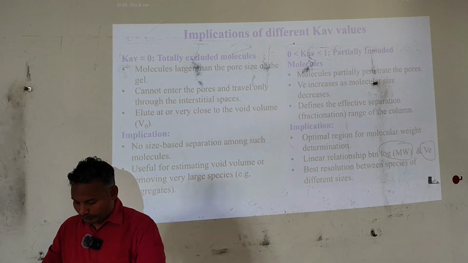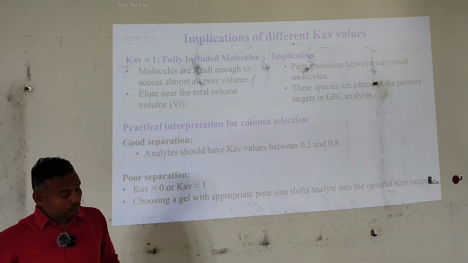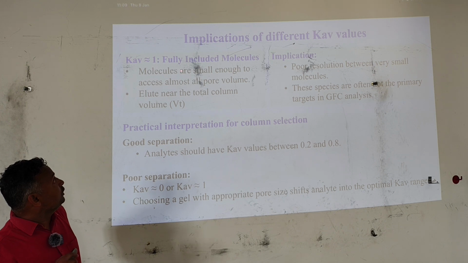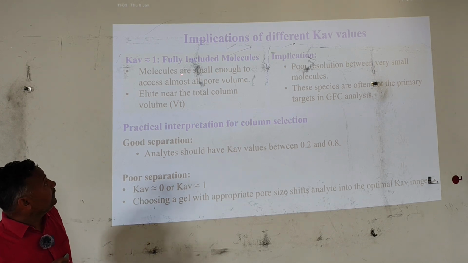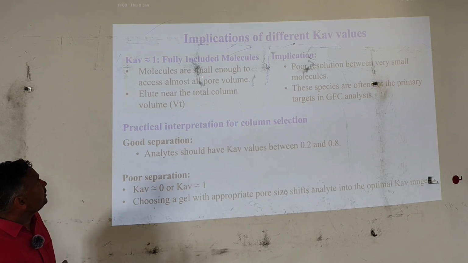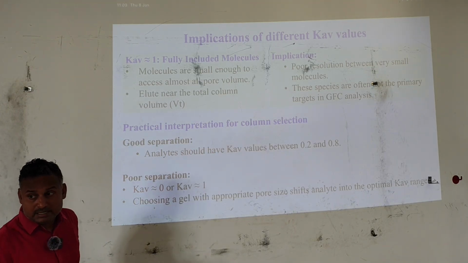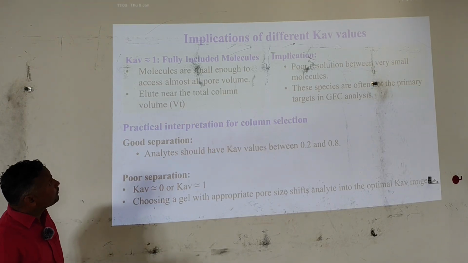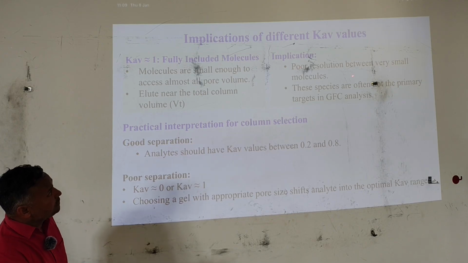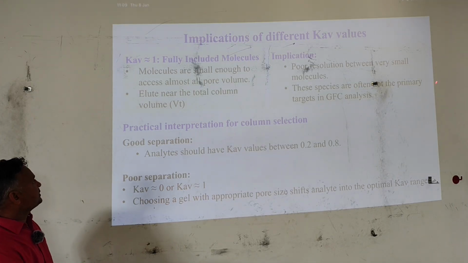You can see here, KAV is equal to 1. Fully included molecules. Molecules are small enough to access almost all the pore volume. VT is the total column volume. Sometimes they may stay inside. Implications: poor resolution between very small molecules. These species are often not the primary target in GFC analysis.